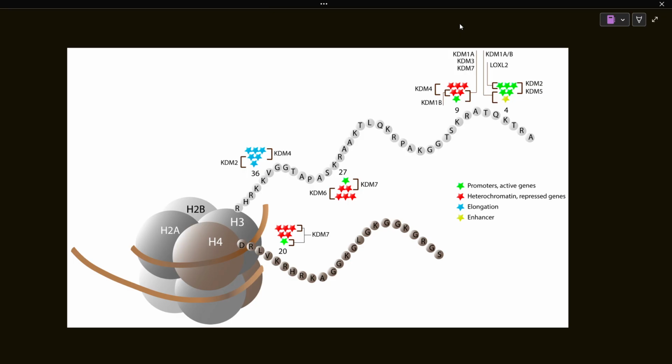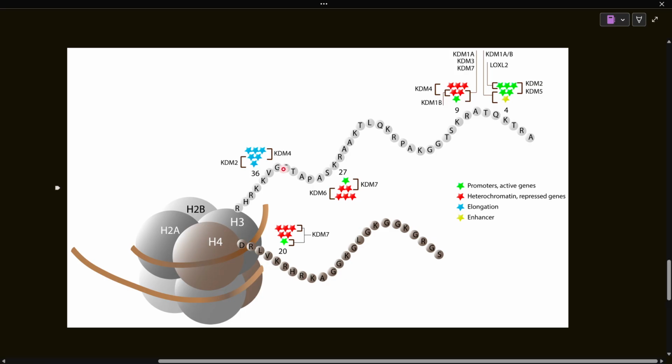the KDM family. So here you can see this is a nucleosome, the octamer, around which the DNA is wrapped. And this is the histone H3 protein, and this is the N-terminal tail of the H3 protein. So this is the histone tail of H3, and this is the histone tail of H4. Okay, so here you can see the different marks in this schematic.